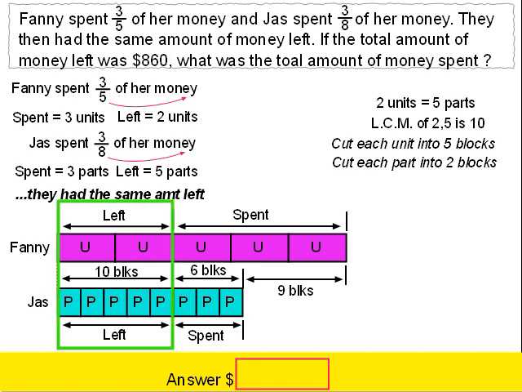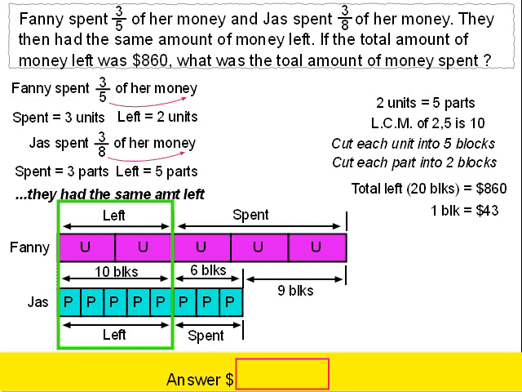So looking at this part of the model, Fanny's amount of money left, 2 units, plus Jess' amount of money left, equivalent to 5 parts, which is a total of 10 blocks each, so 20 blocks. Okay, which is equal to $860. So 20 blocks is equal to 860, therefore 1 block will be $43 if you divide 860 by 20.